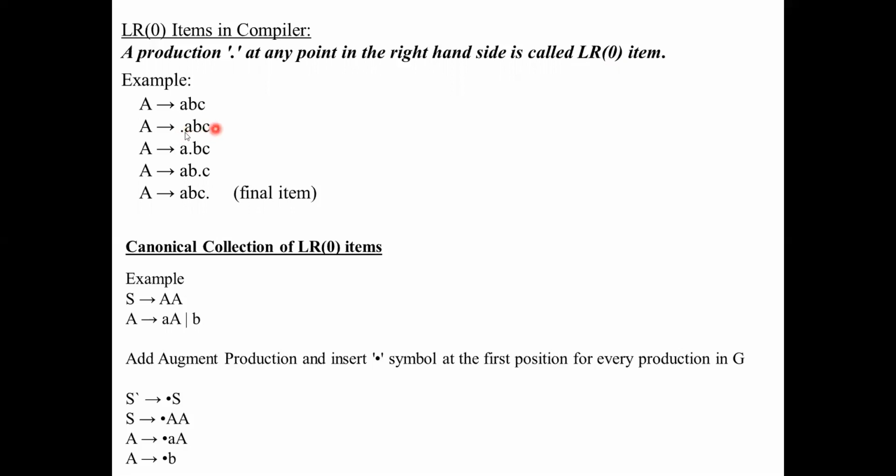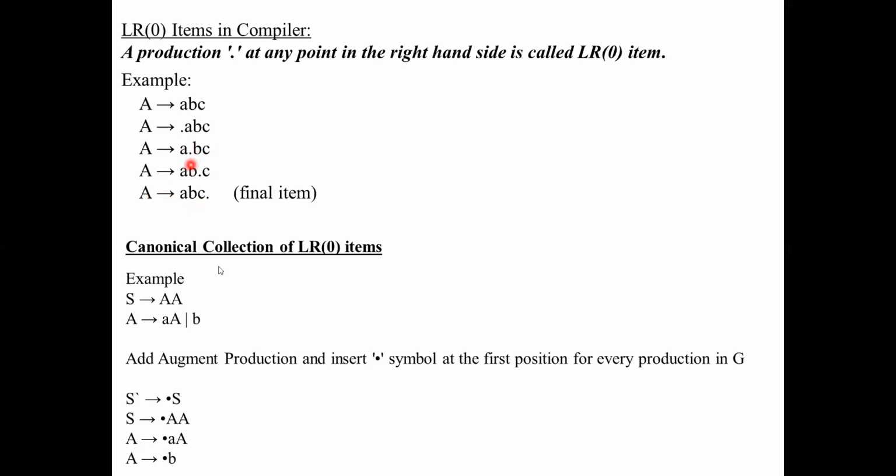Now we can place this dot elsewhere. If we put it after A, then A dot BC is another LR0 item. If we put the dot at the end, after all the non-terminals or terminals, that is the final item. When the final item occurs, it means we can reduce ABC to A. So I feel the meaning is clear: what is the meaning of LR0 item?